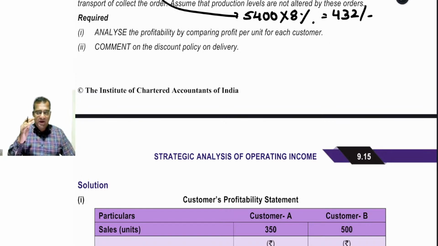After the break, we are starting a very important topic of this customer profitability statement: how to analyze the different customer profitability. Here it was very simple, you simply had to comment on the discount policy on delivery.